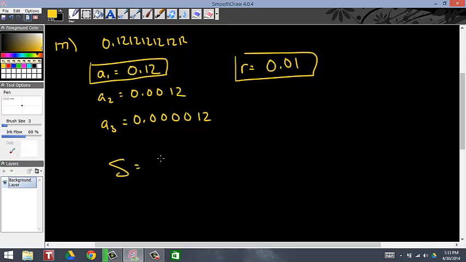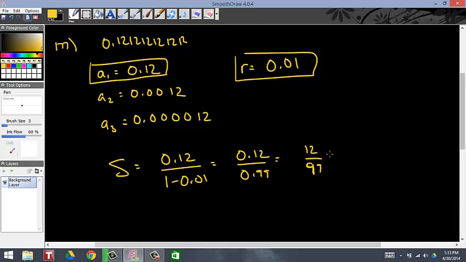S equals 0.12 over 1 minus 0.01. 0.12 over 0.99, I believe. I'm always bad with decimals. Yes. Now, multiply both by 100, so we get 12 over 99. Divide both by 3, you get 4 over 33. Please reduce your fractions.